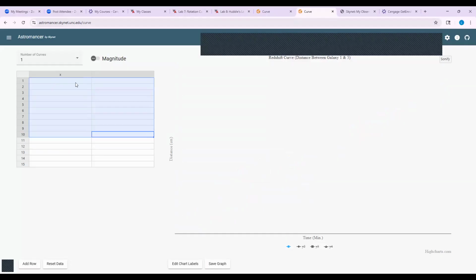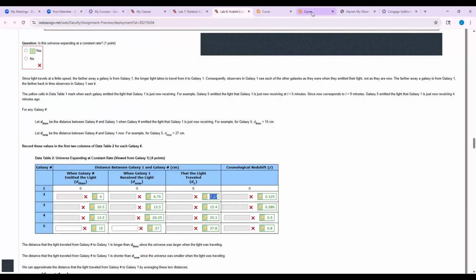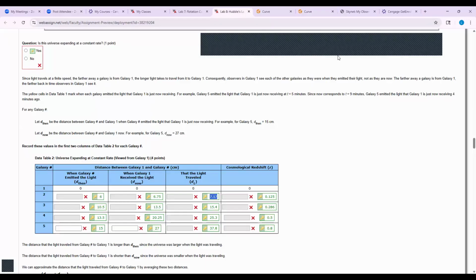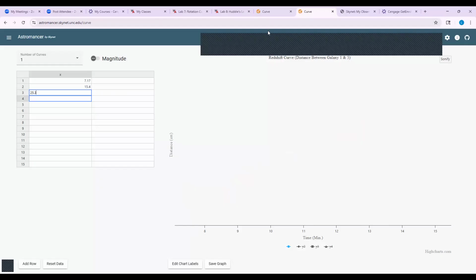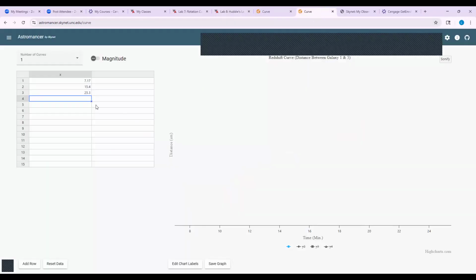Delete. 7.17, 15.4, 5.3, and the last number, 37.8.